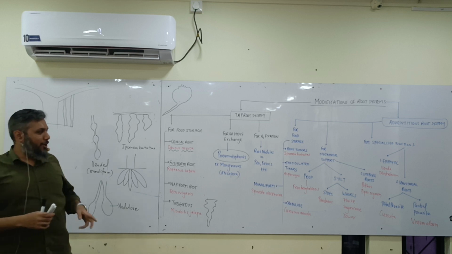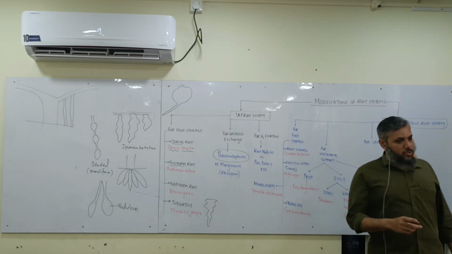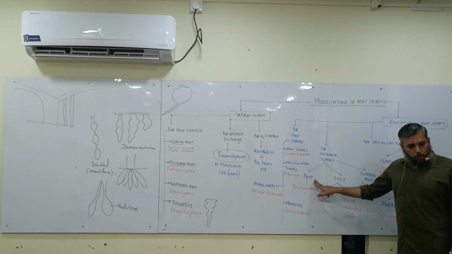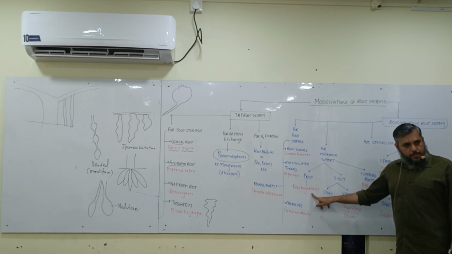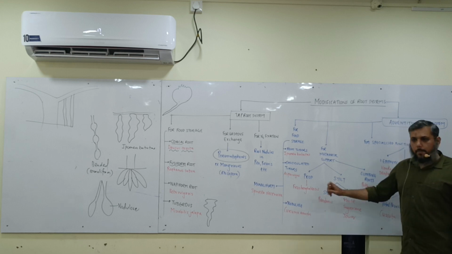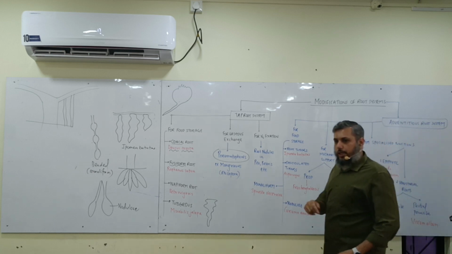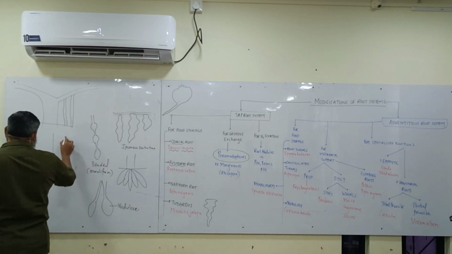So such roots are called which roots? Prop roots. What are the examples of prop roots? Ficus bengalensis, that is banyan tree. Ficus bengalensis. Which tree? Banyan tree. Then which one have we mentioned? Stilt roots. Now you all are familiar with the sugarcane plant, yes or no?